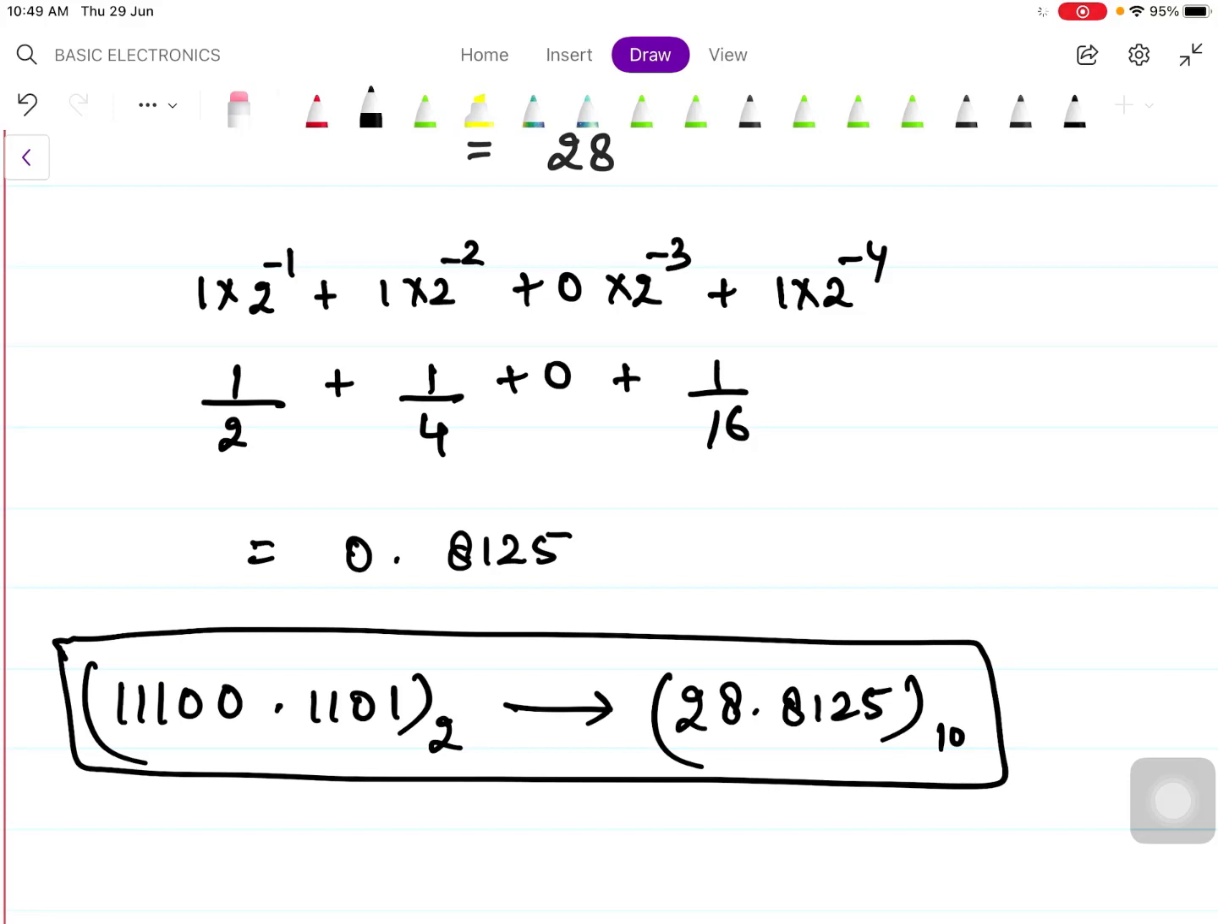So these are the two basic cases, that is decimal to binary and binary to decimal. Always remember these methods.